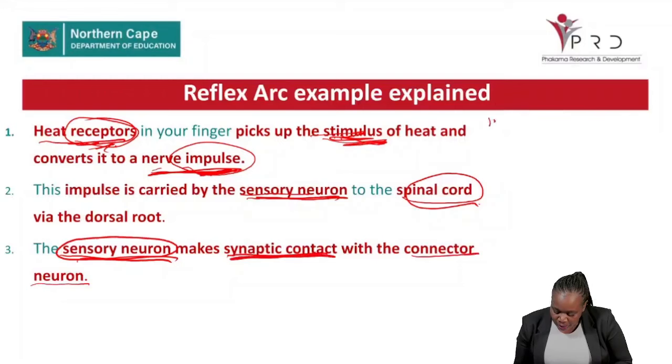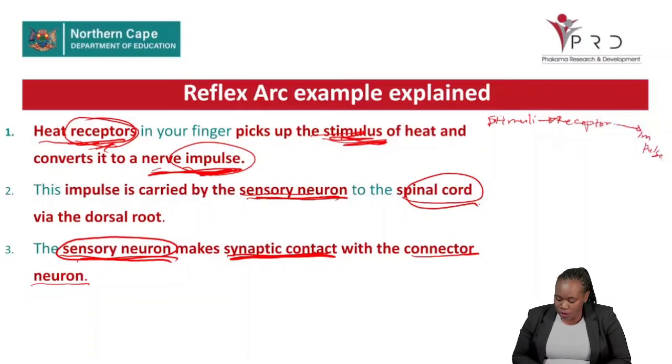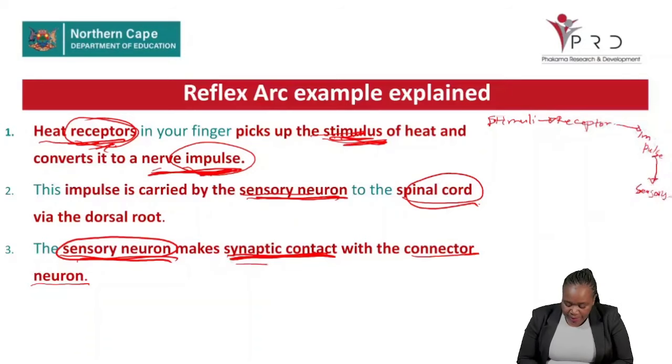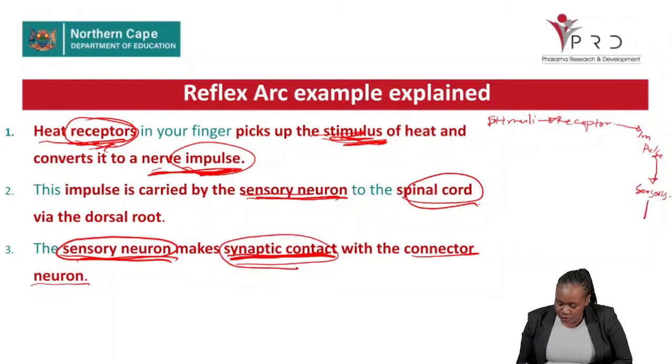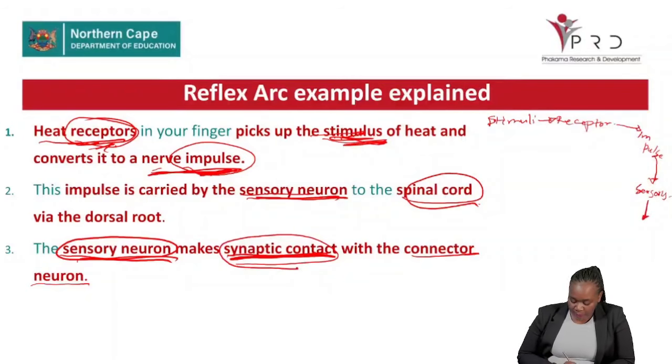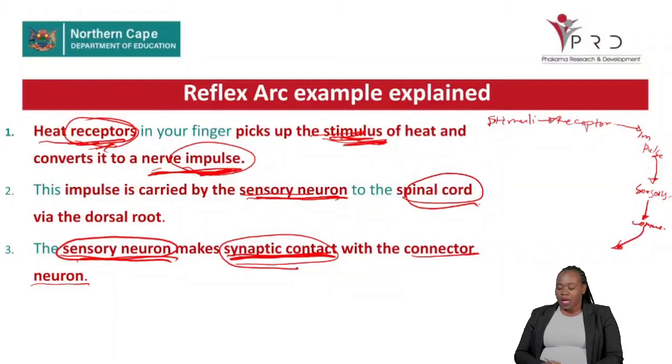So basically, we have our stimulus, which is received by the receptor, and this receptor is going to convert that stimulus into an impulse. Now into the central nervous system. In the central nervous system, the impulse is going to be carried by the sensory neuron. The sensory neuron will make synaptic contact with the connector neuron. Remember, there are gaps between these two, a synaptic gap, or a synapse. So now we have the synaptic contact between the sensory neuron and the connector neuron. And from the connector neuron, there's going to be another synaptic contact between the connector neuron and the motor neuron.